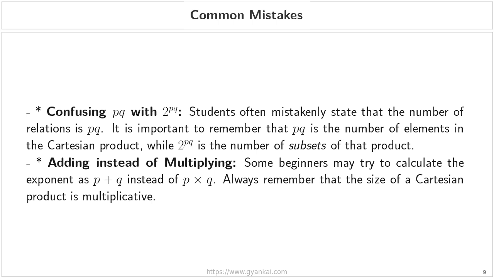Second, watch out for your arithmetic when calculating the exponent. Some beginners mistakenly try to add the cardinalities, calculating the exponent as P plus Q instead of multiplying them. Always keep in mind that the size of a Cartesian product is multiplicative, so you must multiply P and Q before applying them as the exponent.